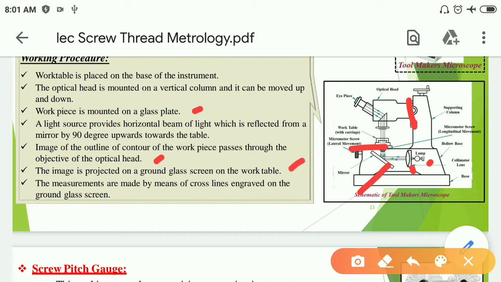The measurements are made by means of cross lines engraved on the ground glass screen. As shown in the figure, the light source passes through the collimating lens, then the mirror where it is reflected, then it passes the workpiece, and after that it can be observed by the eyepiece.